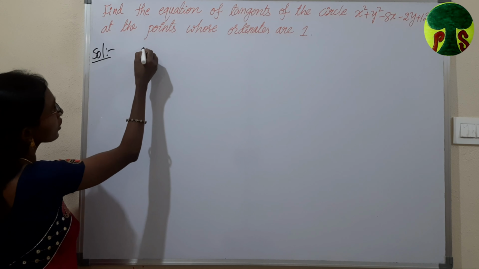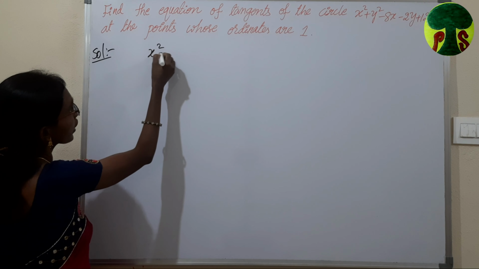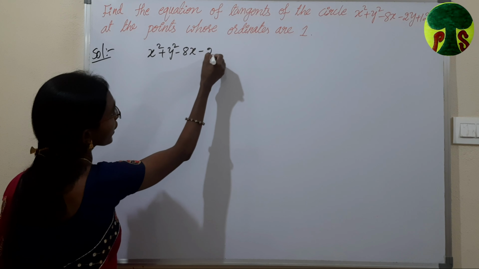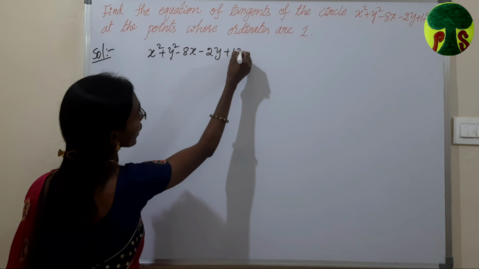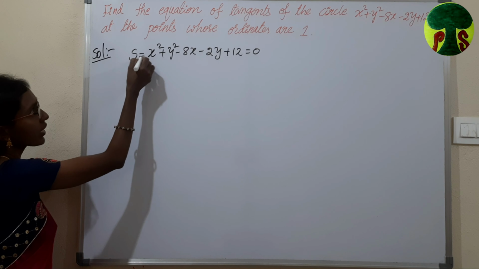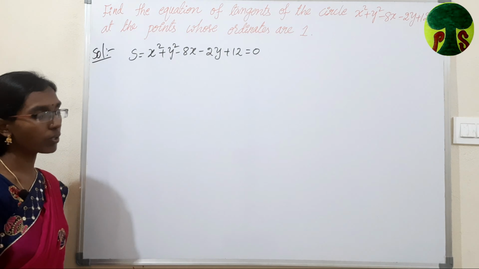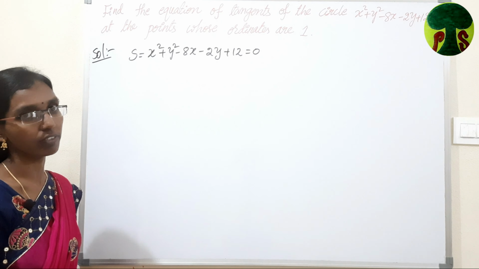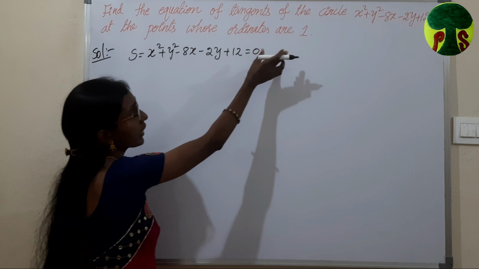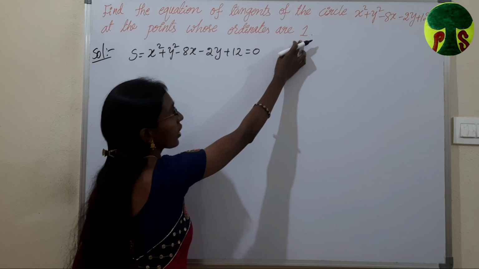Given that the equation of the circle is x square plus y square minus 8x minus 2y plus 12 equals 0, let us consider this equation as S. So, S equals x square plus y square minus 8x minus 2y plus 12 equals 0. And what has he given? He has given that the ordinate of the point of contact is 1.